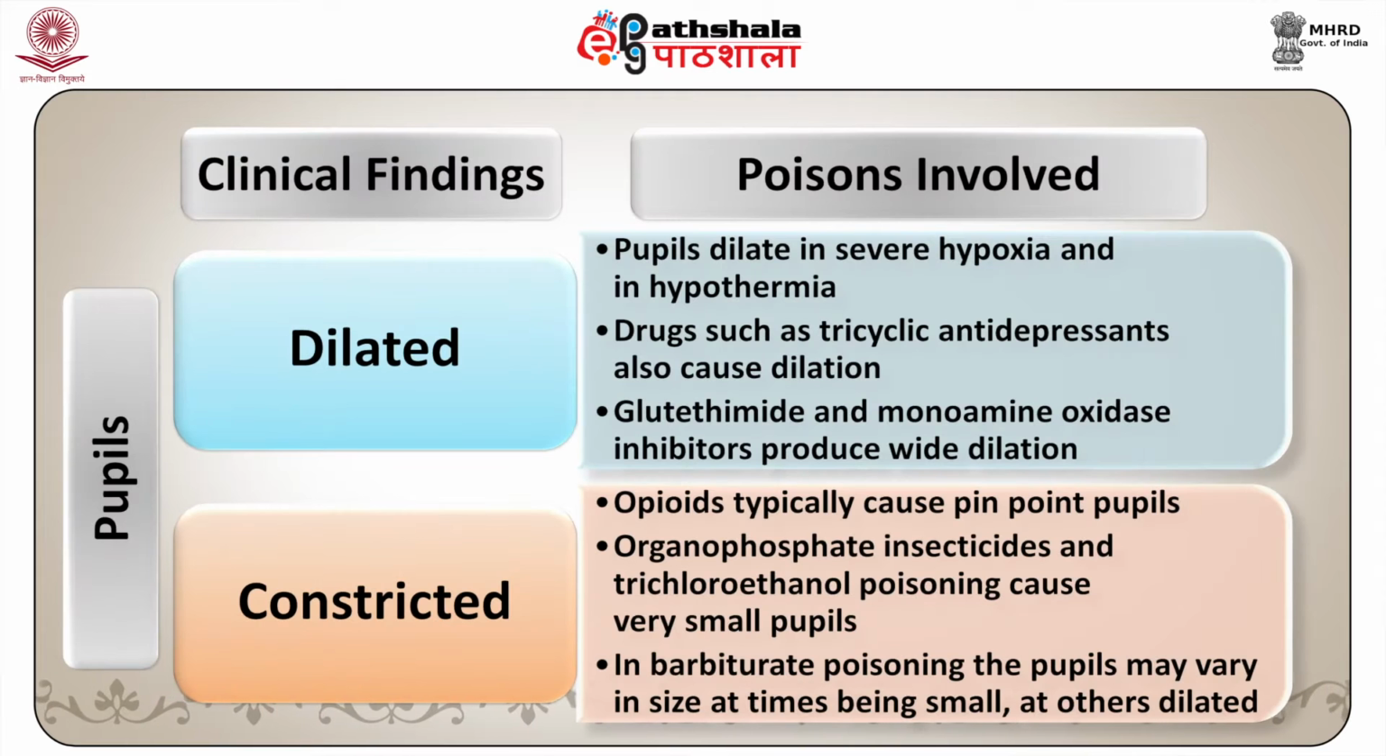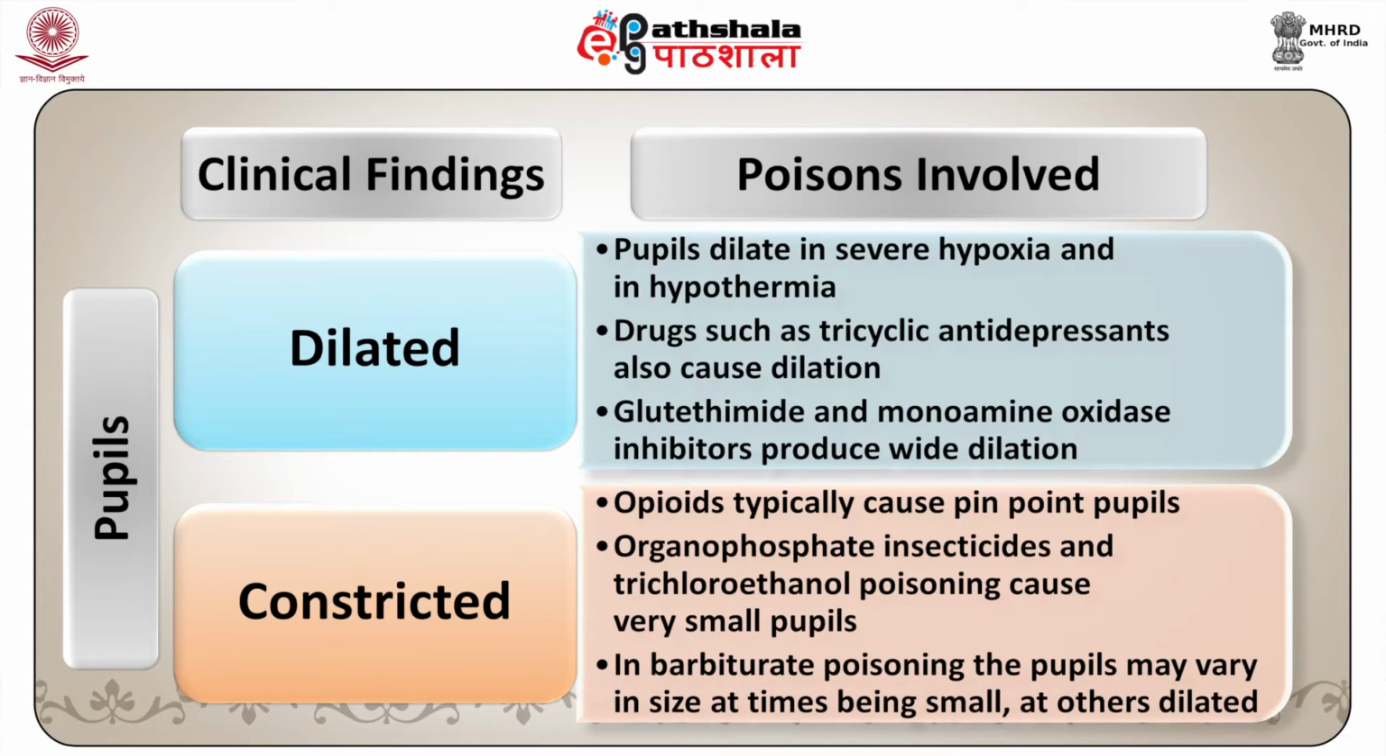Next, the pupils. If the pupils are dilated, it means the pupils dilate in severe hypoxia cases and in hypothermia also. Drugs such as tricyclic antidepressants also cause dilation. Glutethimide and monoamine oxidase inhibitors produce wide dilation of the pupil. Next, if the pupils are constricted, it means the opioids typically cause pinpoint pupils, meaning the constriction of the pupil.